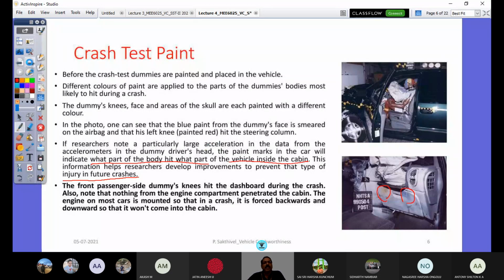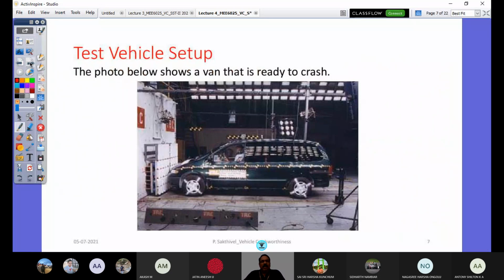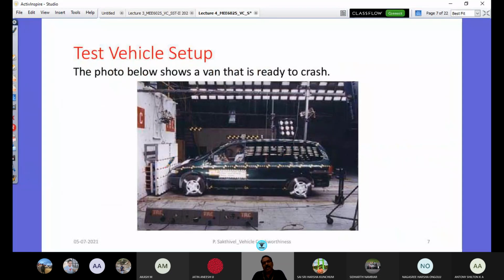during the test. A typical test vehicle setup, this photo is being shown. So this van is ready to crash on the barrier, right? So what does that mean? It is not that you should have your vehicle very far away and that has started to hit. Maybe the picture is just before it hits the barrier. So the distance from the barrier would be calculated, and that would be guided by an elastic pull. So the vehicle will be pulled towards the concrete rigid barrier, right?